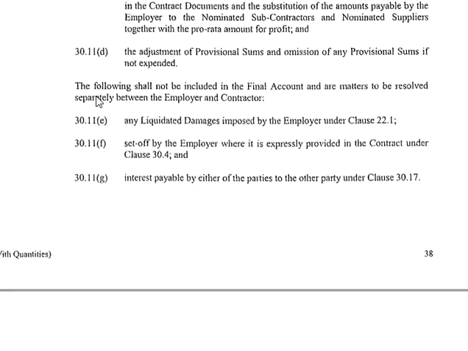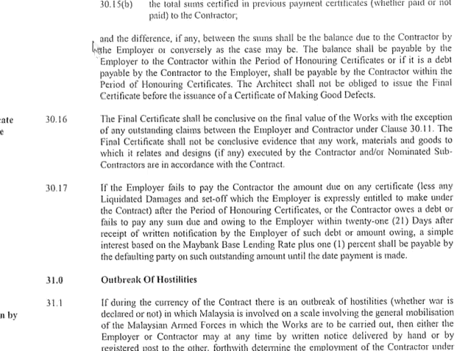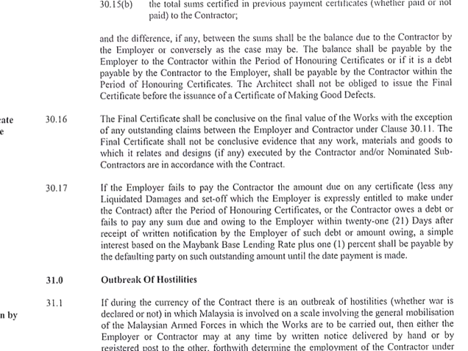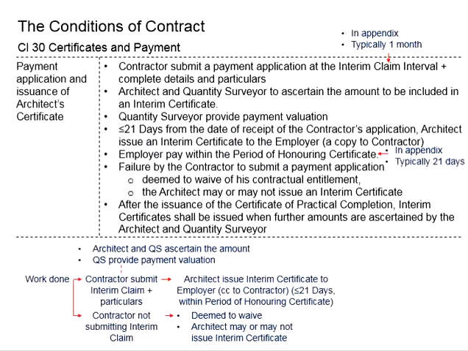There are 17 clauses in total. For full statements, you may refer to the PAM contract 2018. Now let us look into it one by one. First, we talk about the payment applications and issuance of the architect's certificate.